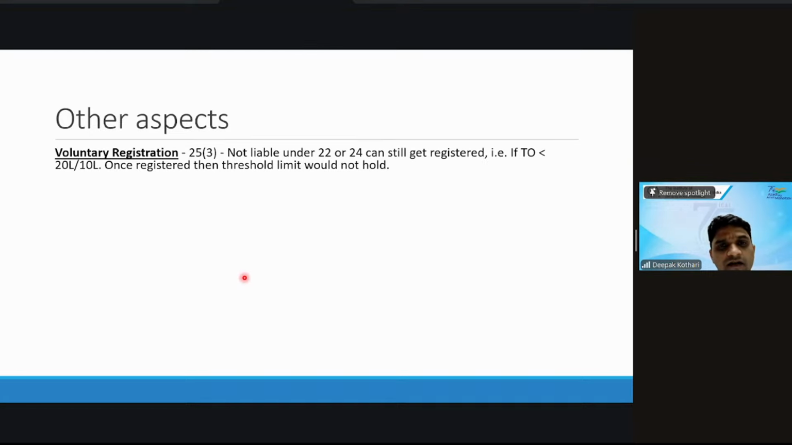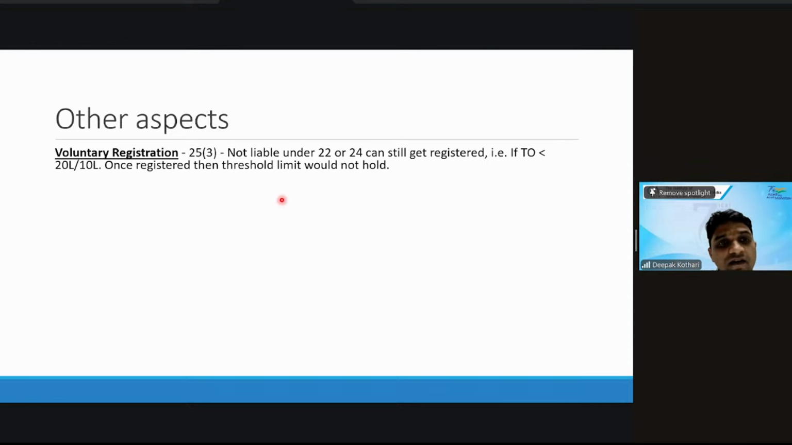Voluntary registration. Another type is that when you have not crossed the threshold limit, but still you want to register. Why? Because you have a lot of benefits. You will get ITC credit and you can collect taxes from the customer. So you're saying, okay, my registration is not compulsory, but still I want to take voluntary registration. I want to take registration before I touch the limit. That is called voluntary registration. So voluntary registration is possible. Yes, voluntary registration is also possible.